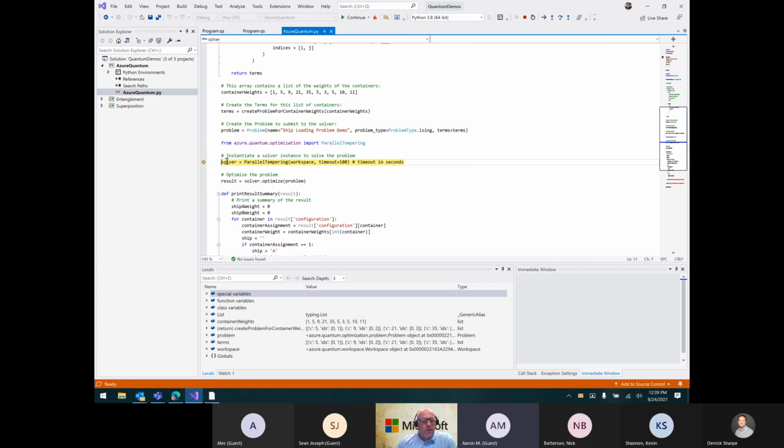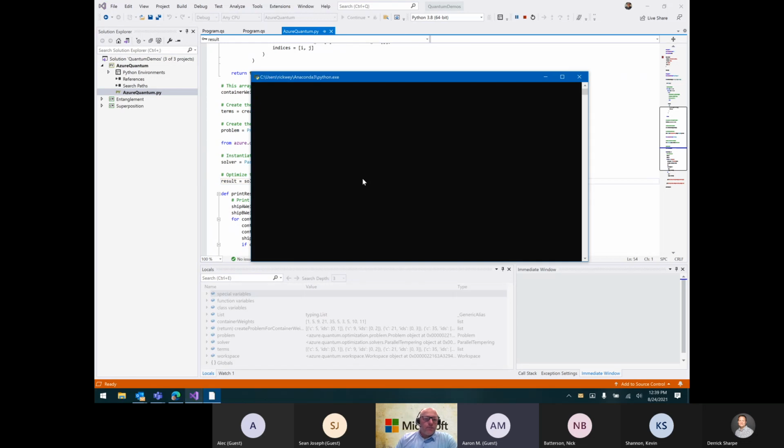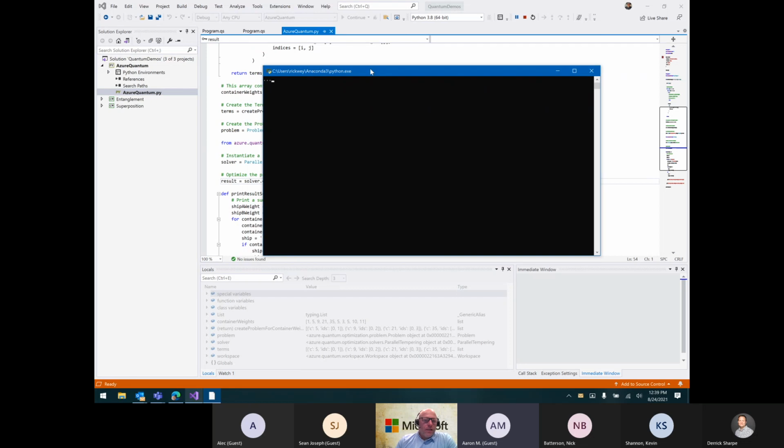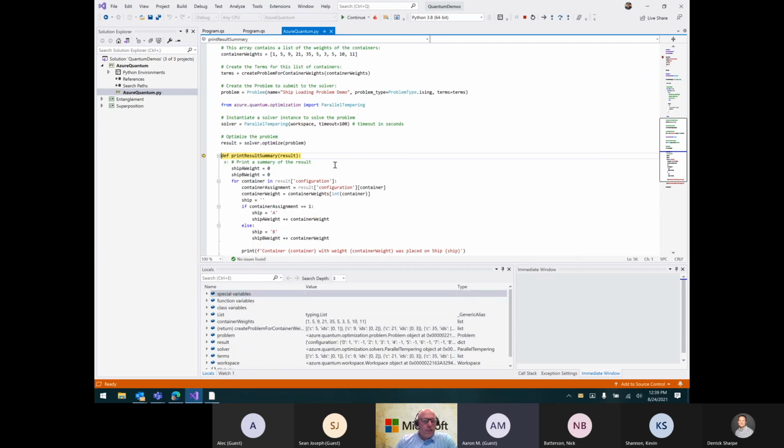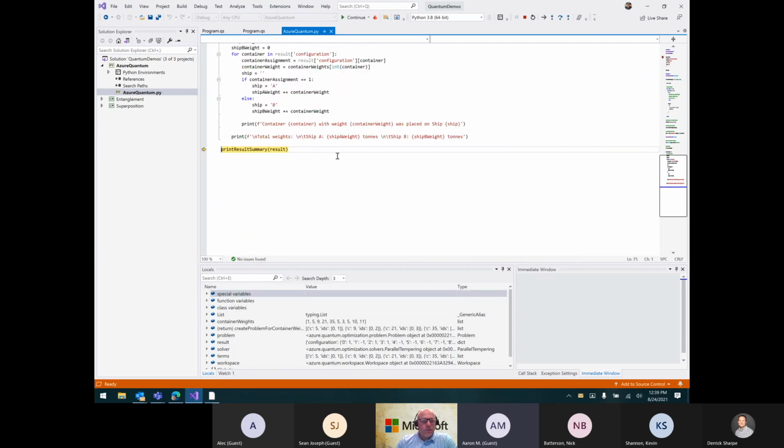So I'm going to submit. I've got a solver now that's telling it what type of solution I want to use to solve this problem. And I'm going to optimize: solver.optimize for this problem and give me the result. This is now taking it and dumping it off into Azure, into the quantum computing emulator, and it's going to give me some results. And as I mentioned, there you go. Now we've got a printout of the summary of the results.